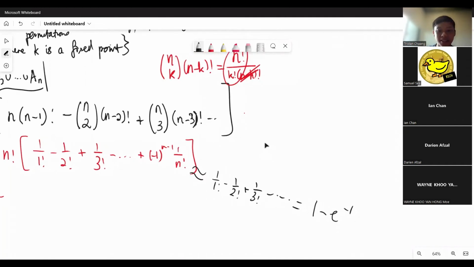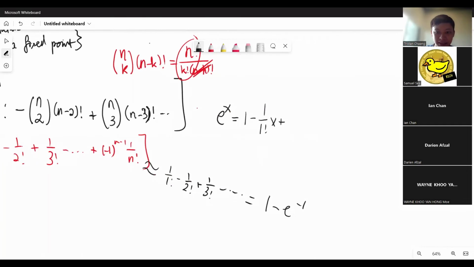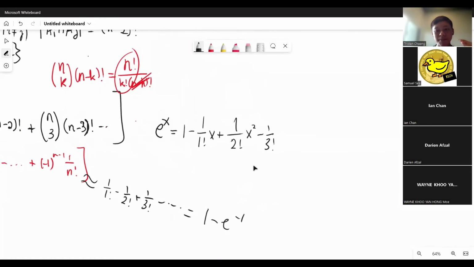Because e is actually, well, e to the x. I don't require anyone here to know what e to the power x is, but there is a formula for this. So it's 1 minus 1 over 1 x plus 1 over 2 x squared minus 1 over 3 x. Well, yeah, e has a decimal expansion, but I don't really like the decimal definition of it. This should be the actual definition for e to the power of x.